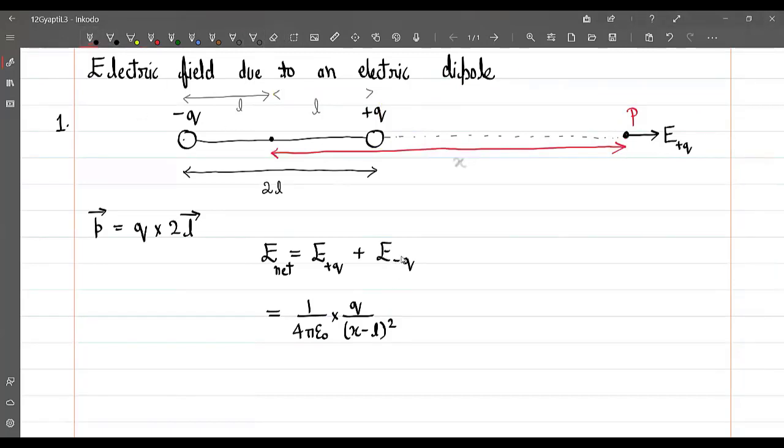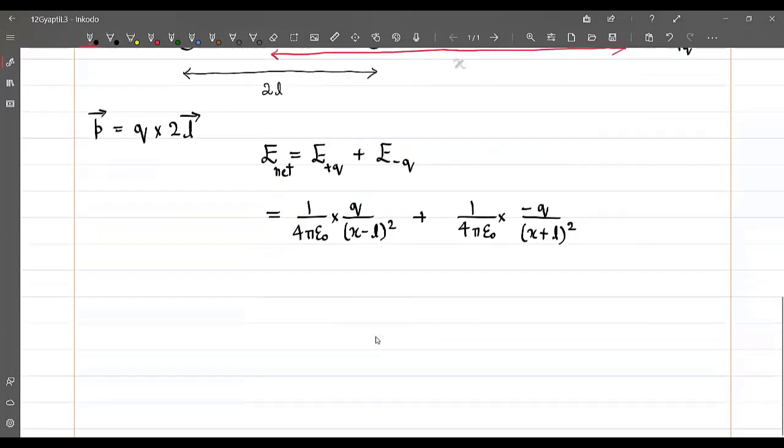Next, we want to find electric field due to minus Q, and the direction of that will be leftward, in the left direction. So I'll deliberately add a minus sign here, then 1 by 4 pi epsilon naught into minus Q upon x plus L square, because distance from P to the charge minus Q will be x distance plus L distance. Rest is our calculation.